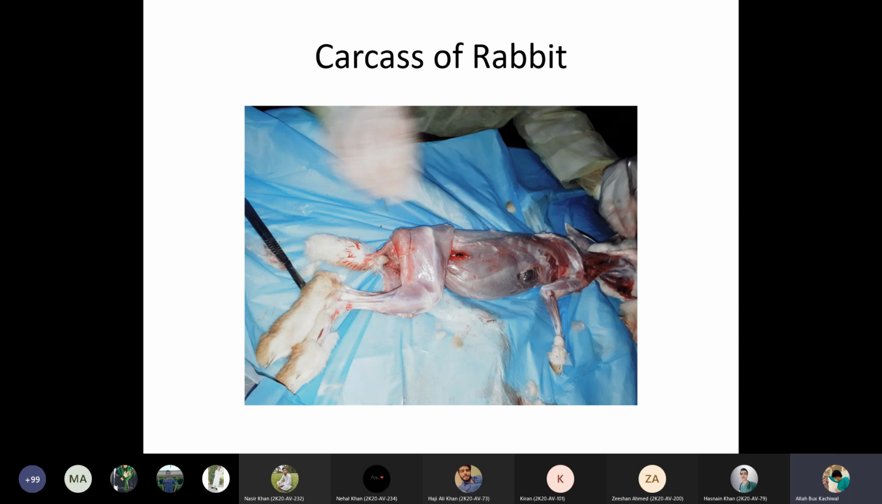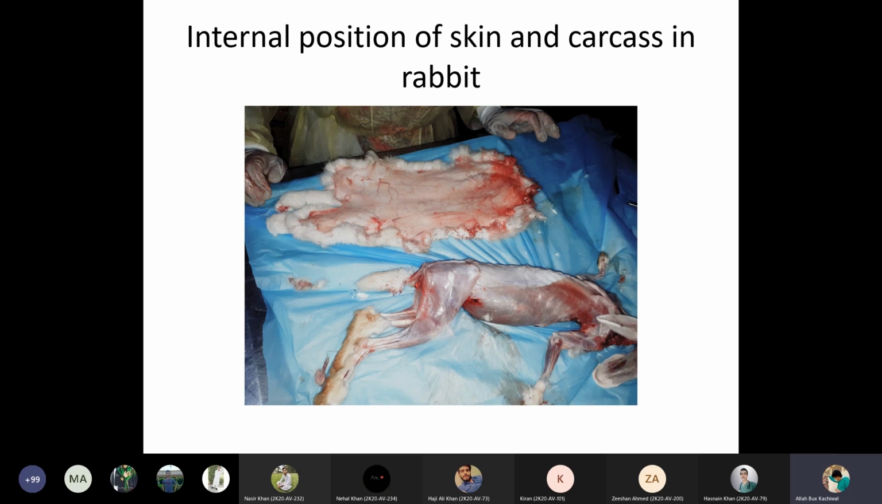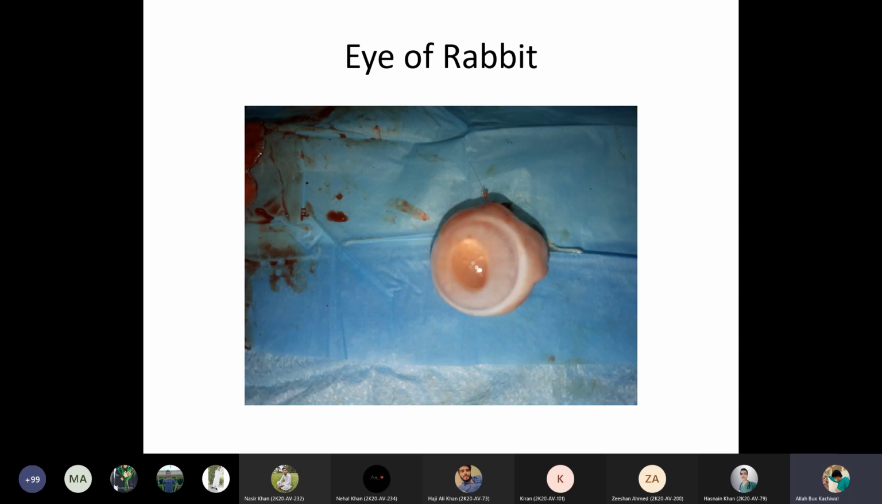The skin is being removed, and only the carcass is being shown, so that the skeletal mass or muscles and even the anatomical structure of the rabbit can be studied. So you can see this is the skin of the rabbit, and this is the carcass of the rabbit, and this has to be shown over here to observe. This is the eyeball having a cornea, having a pupil, and then this is the complete eye of the rabbit.